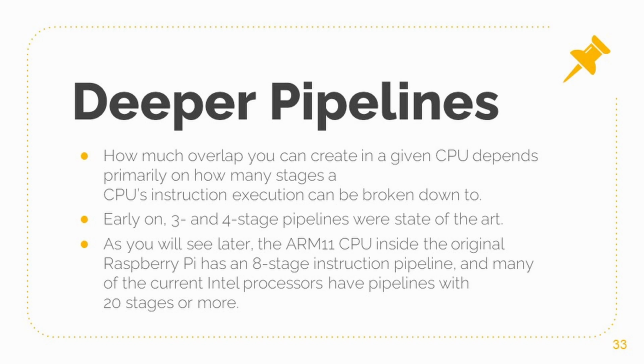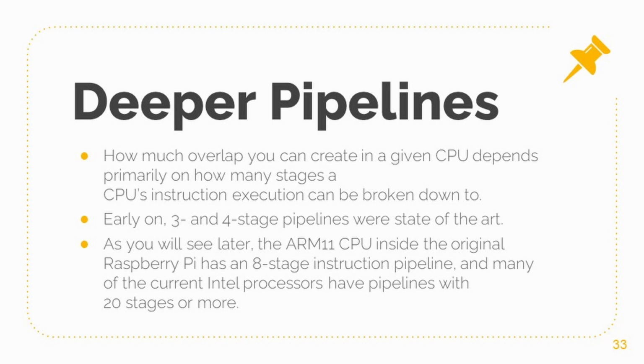2. Deeper pipelines. CPUs with deeper pipelines have more stages, allowing for finer-grained control over the instruction execution process. Deeper pipelines enable greater overlap between instructions, as each instruction can progress through more stages simultaneously. This increased overlap improves throughput and performance by making better use of the CPU's resources.